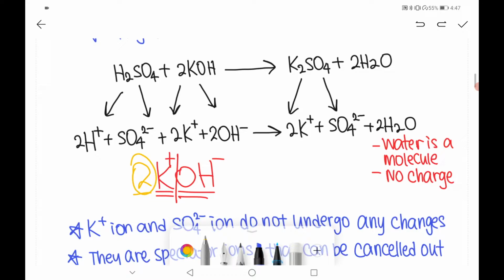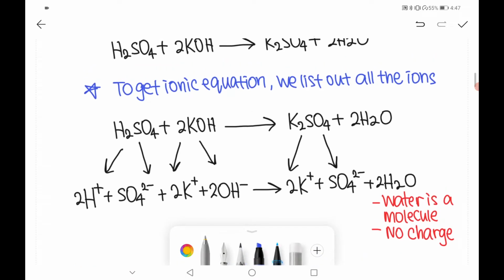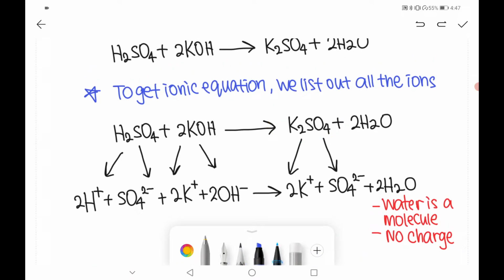Now we have listed out all the charges on the left hand side. Let's do the same thing on the right hand side. On the right hand side, we have K2SO4. What is the charge again? K is K plus. How many K plus do we have? We have 2 of it. So we must tell people that we have 2 K plus ions. You have to put the 2 in front, so people know that you have 2 K plus ions.